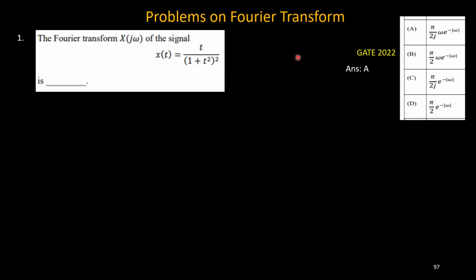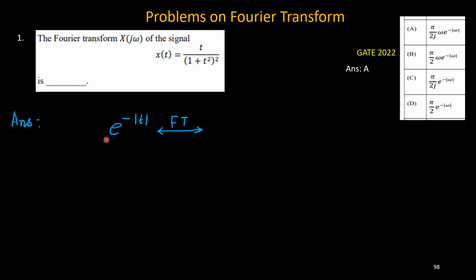So you see this one. These are the choices given. Now how to compute the Fourier transform of this signal? This is a very interesting problem, where you have got this form 1 plus t squared. Can you recall these things?